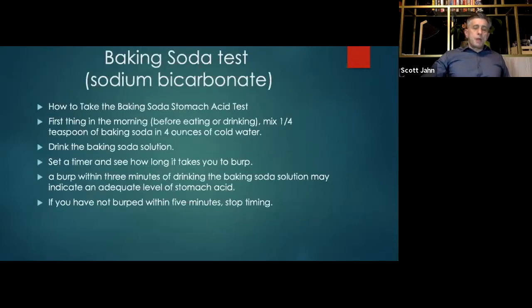So on the other side of the coin, another possible reason why you could have acid reflux is, again, as we mentioned, not producing enough stomach acid. So how do you know if you're not producing enough stomach acid? You can do a baking soda test. You get some sodium bicarbonate, and in the morning, right before you eat, you mix about a 1/4 teaspoon with about 4 ounces of cold water, drink the solution, and see how long it takes you to burp.